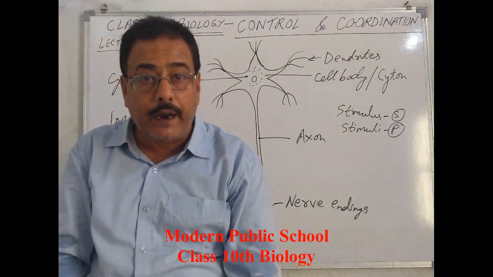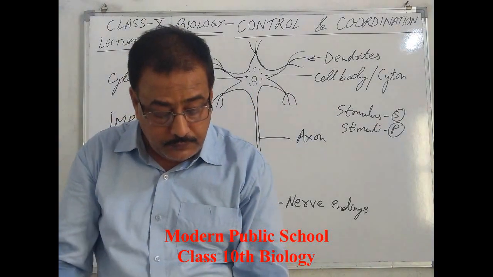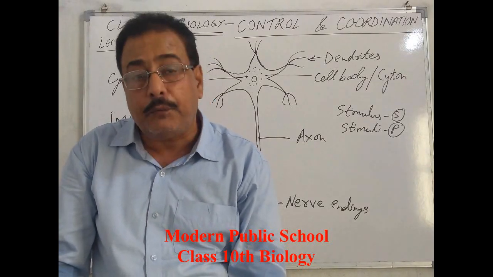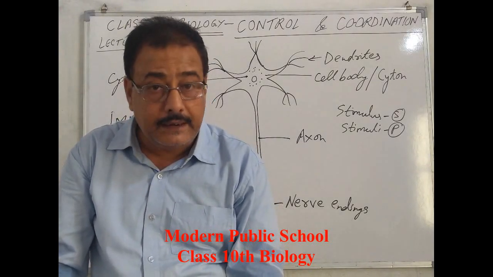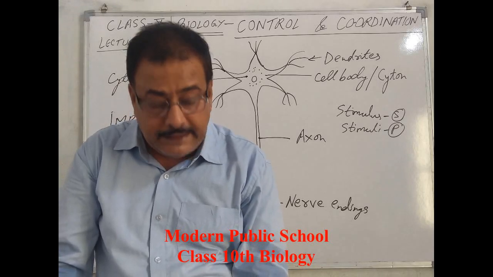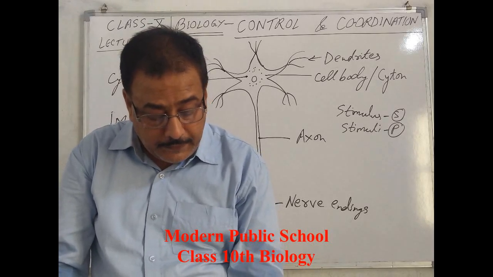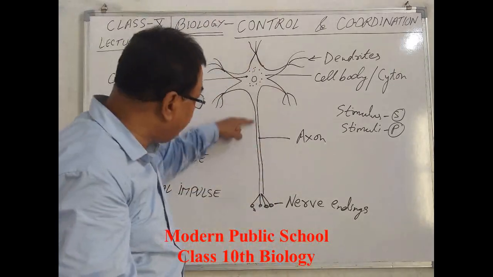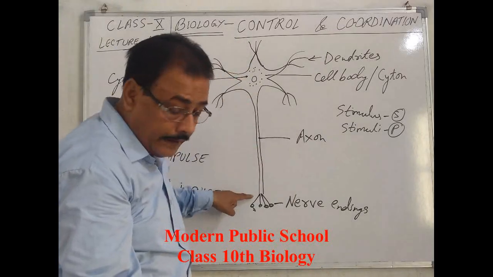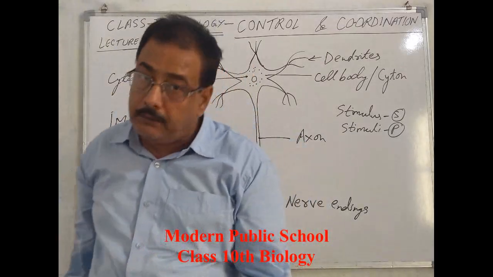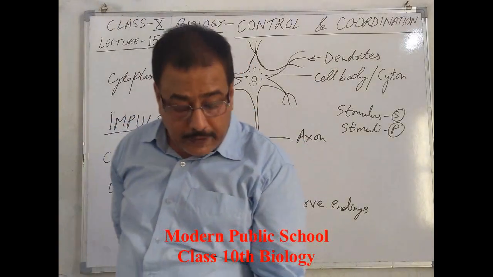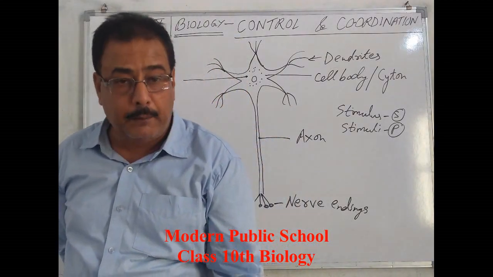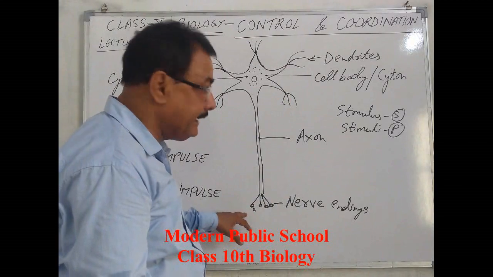The information acquired at the tip of a neuron, the dendritic tip, sets off a chemical reaction that creates an electrical impulse. This impulse travels from the dendrite to the cell body, and then along the axon to its end, that means the nerve ending. At the end of the axon, the electrical impulse sets off the release of some chemicals. These chemicals are termed neurotransmitters.